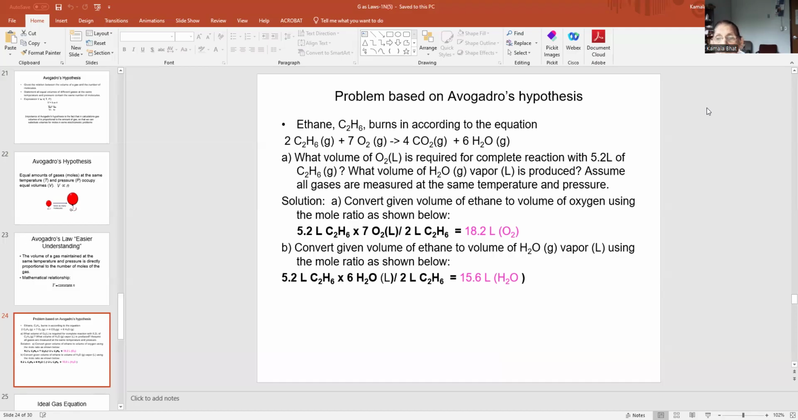Next, convert the volume of ethane to the volume of water, again using the same expression. In the conversion factor, we see from the expression that 6 moles of water in the gaseous form is obtained for 2 moles of ethane that has been burnt. And so 5.2 liters of ethane, C2H6, times 6 moles of water divided by 2 moles gives you 15.6 liters.